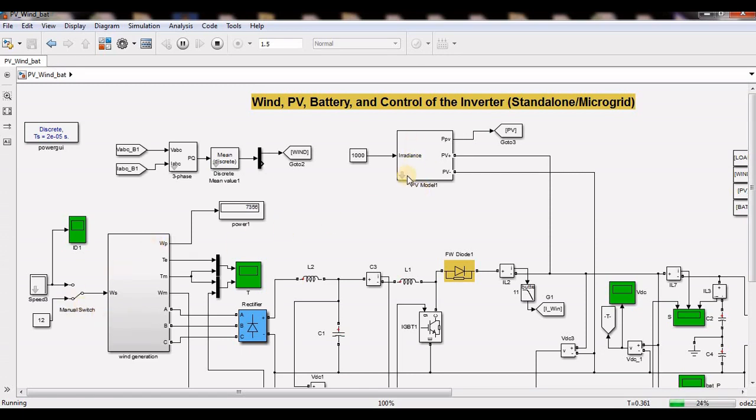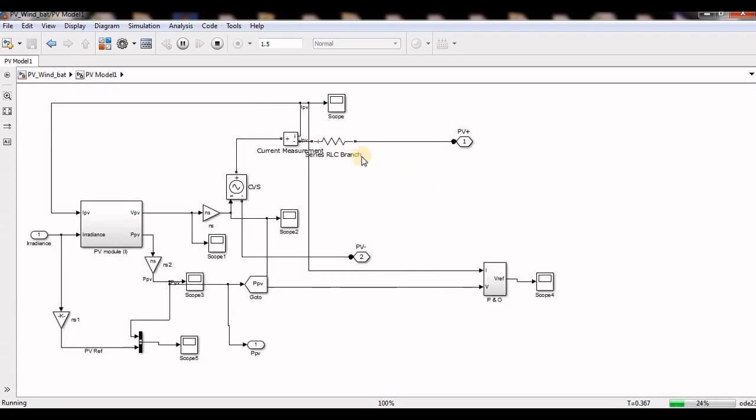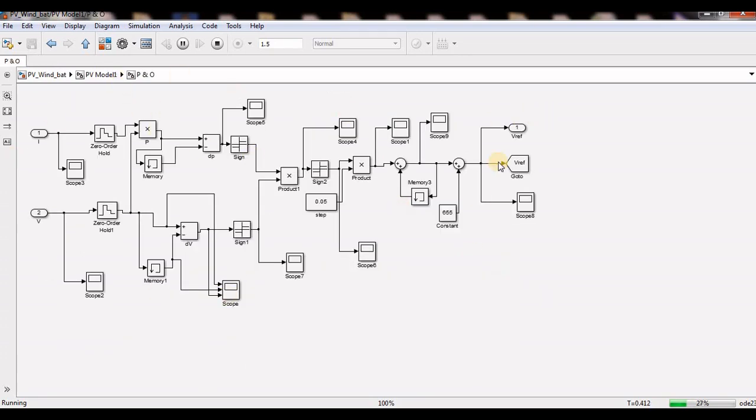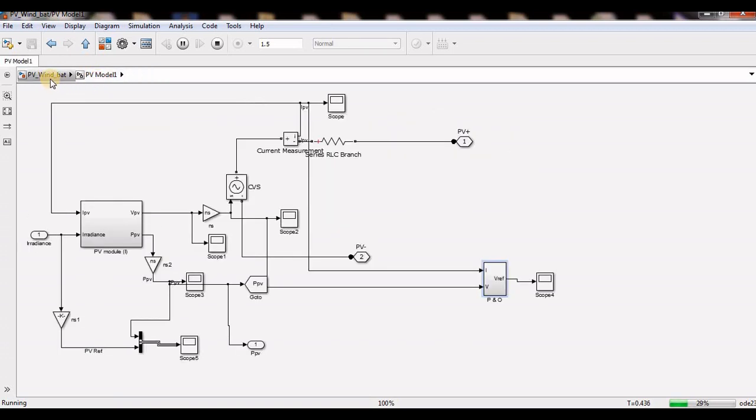And see, I didn't use any MPPT converter, but I used the P and O algorithm, which I explained in my previous videos. For the complete analysis of this P and O, watch my previous videos, where the complete modeling of the PV I also explained.